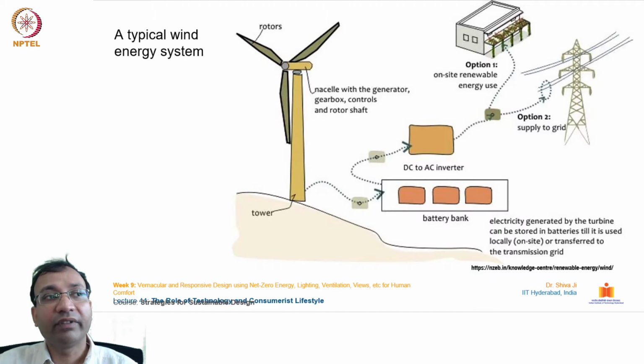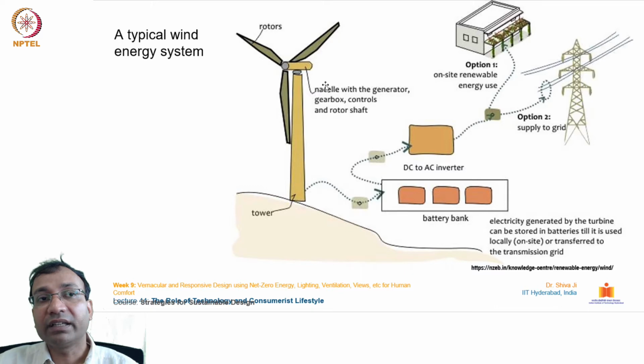Next, a typical windmill energy system has these many components. You can see from here the first one, the windmill itself. It has a tower and its rotors. Typically there are three rotors per windmill, and these are nestled with the power generating unit at its central axis.